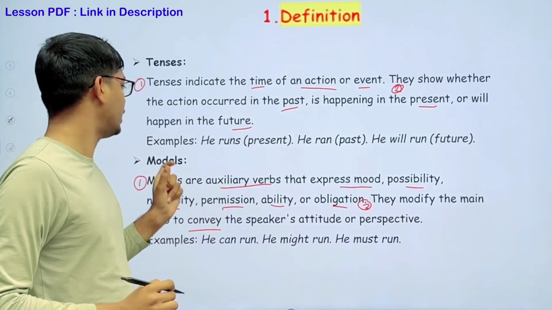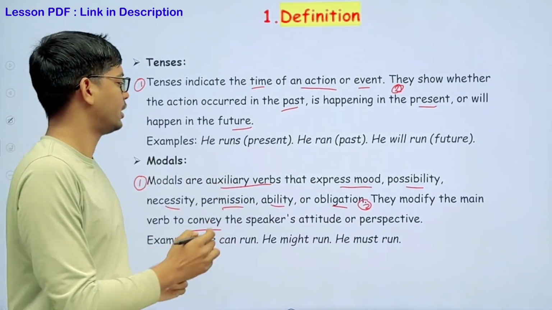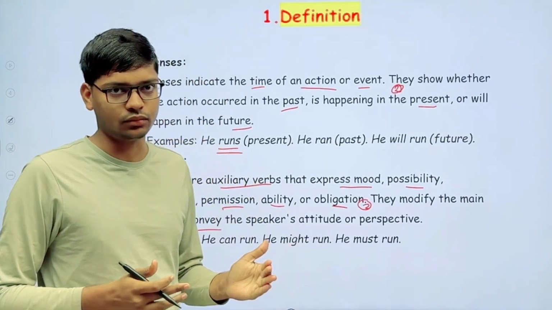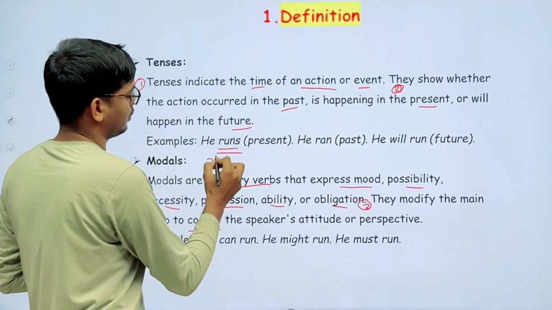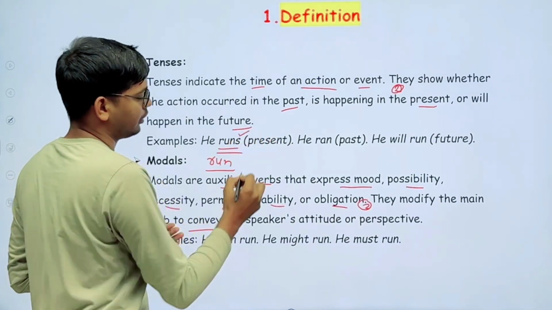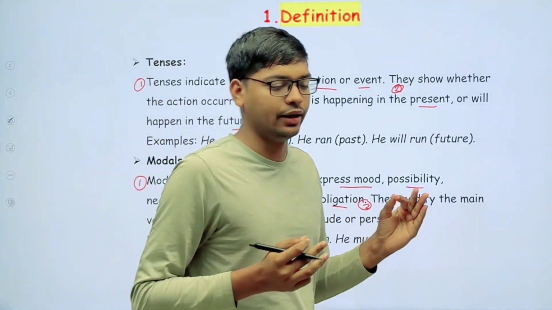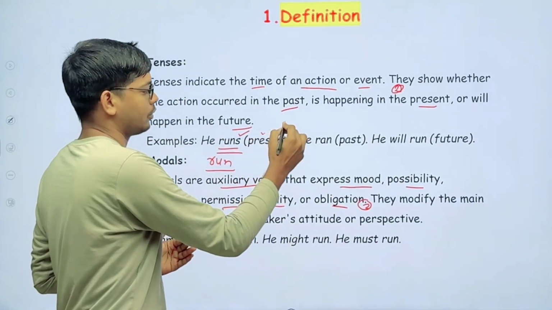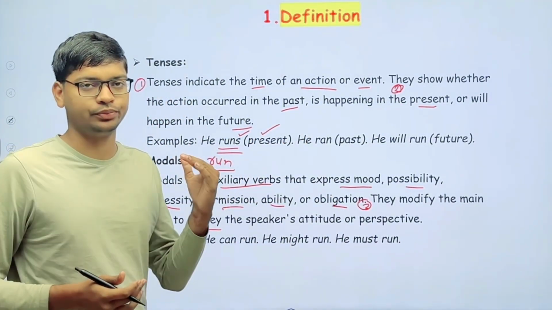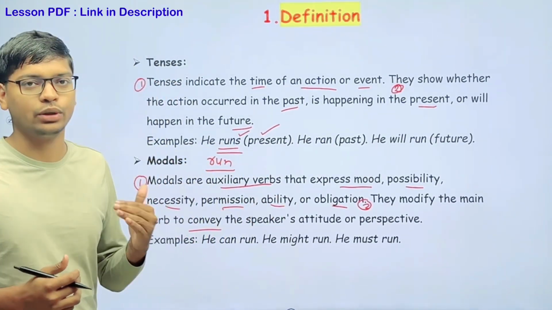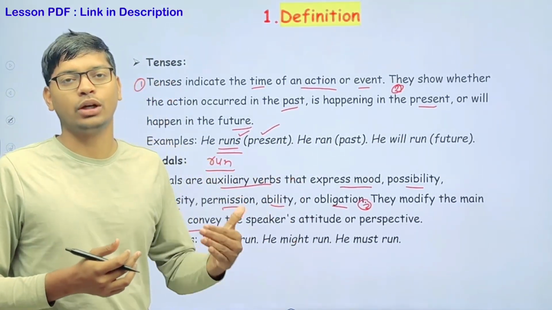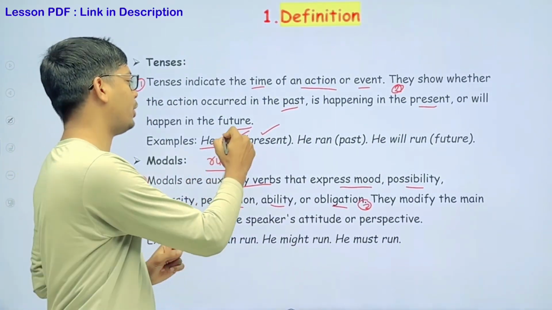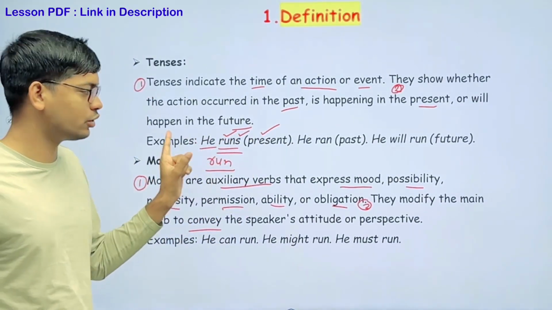Okay, let's understand with an example. So, he runs. The main verb is run, but here it is runs. So you can easily understand, this is a type of simple present tense. In the simple present tense, we have to add s or es at the end of the verb with singular subjects. Here he is a singular pronoun, so we need to add s or es at the end of the verb.